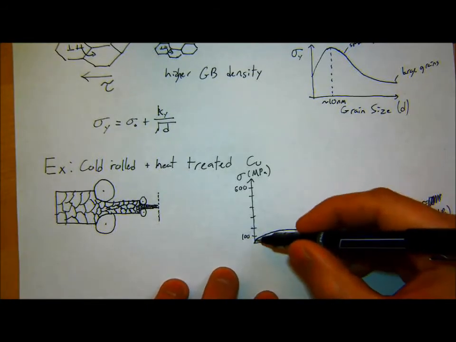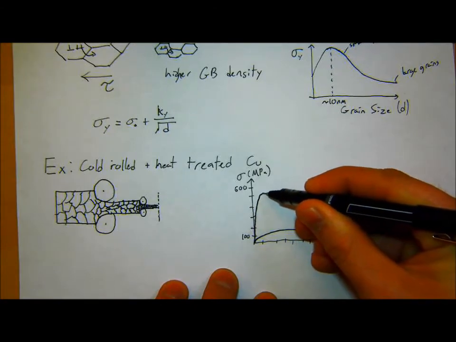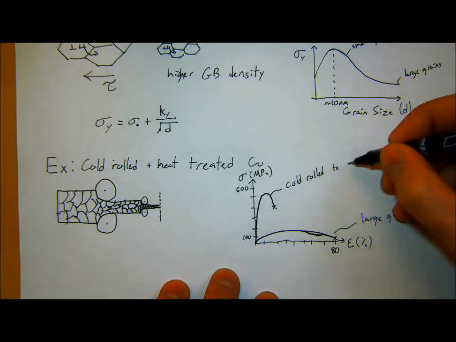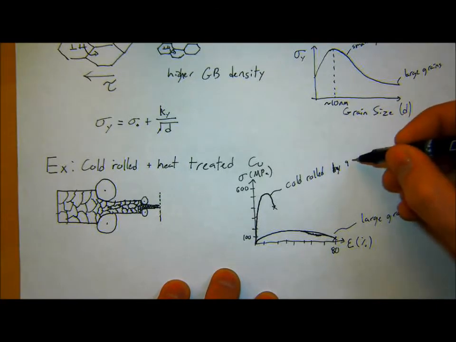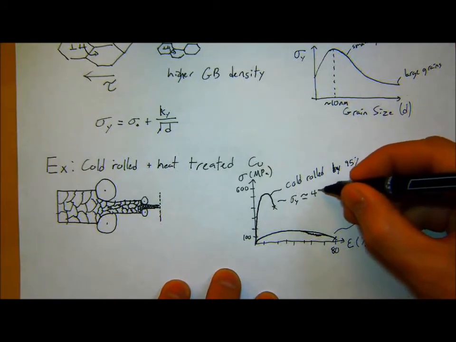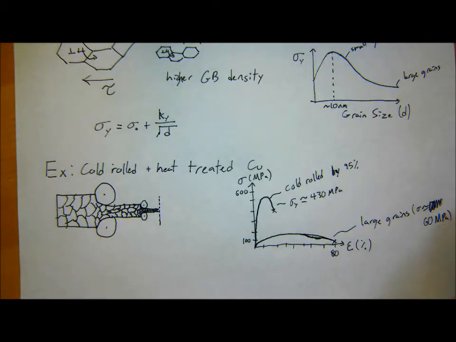And when you cold roll it by, let's say, 95%, all of a sudden my yield strength can be on the order of 430 MPa. So I can get a pretty drastic change in the properties by doing this cold rolling process. This is why, when you say I have something made of copper or steel, what's incredibly important isn't just the material, but how it's processed and treated afterward. Two metals that started off from the same ingot, one cold rolled, one annealed, can be drastically different.